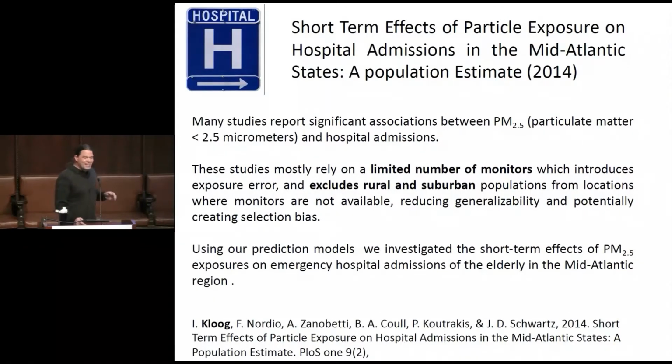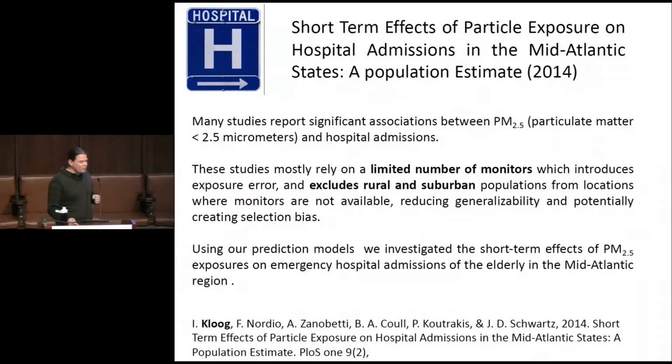So it's all fun and nice, and we love modeling, but we have to do something with the data to show that it's actually relevant for studies. So we conducted a study looking at short-term effects of particle exposure and hospital admissions in the Mid-Atlantic states. We know that many studies showed significant associations between PM exposure and hospital admissions, but these studies rely on a limited number of monitoring stations, which obviously introduces exposure error and excludes the rural and suburban population, which is a critical point. And then that reduces generalizability and potentially creates selection bias.